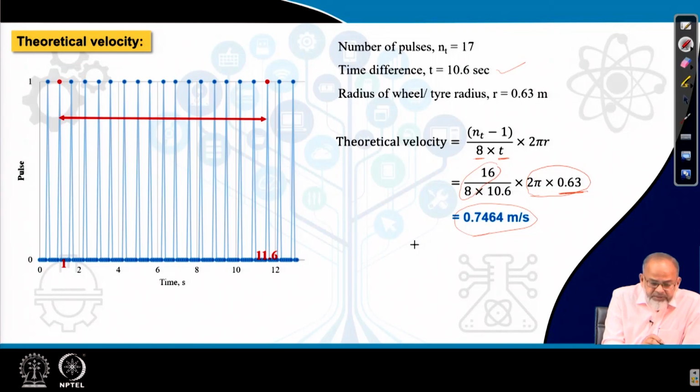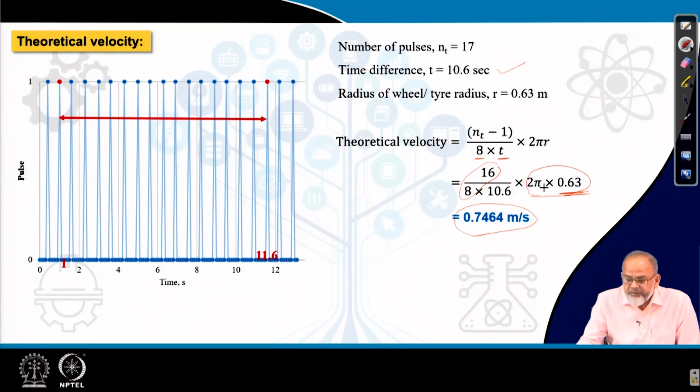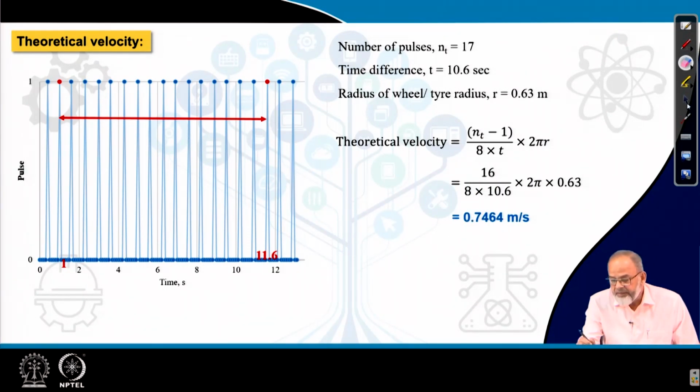So, the important thing here is how many spikes and what is the time. If you know that, and what is the radius of the wheel, the rolling radius, then we can find out very easily the value of theoretical velocity. So, next thing is how to measure the actual velocity.